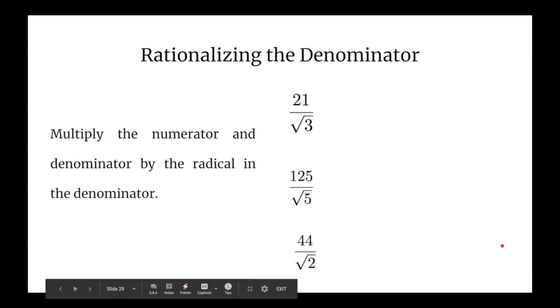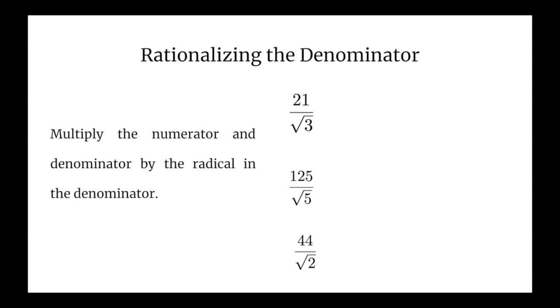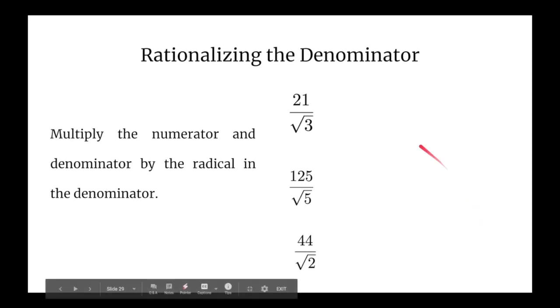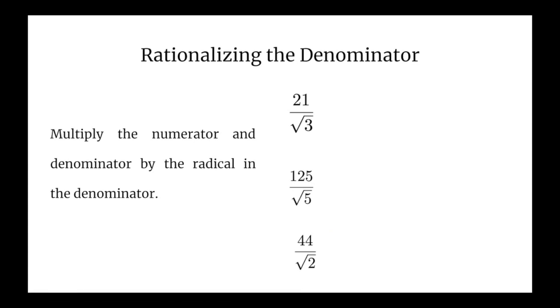And finally, we have rationalizing the denominator. When we rationalize the denominator, we rewrite the expression so that the denominator is a rational number. We know that square roots are not rational numbers. This is a convention, and it's important to learn how to do this because many times answers will be given with the denominator rationalized. So we need to be able to recognize equivalent forms of our answer.